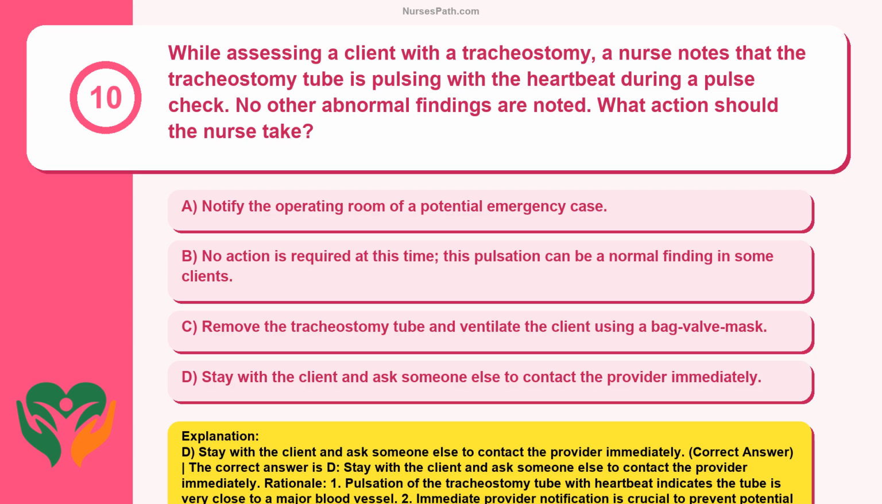2. Immediate provider notification is crucial to prevent potential complications. 3. Removing the tube without professional guidance can lead to severe bleeding and airway compromise. 4. Contacting the provider promptly ensures timely intervention and appropriate next steps. Summary: A. Notifying the operating room is premature and unnecessary at this point. B. Pulsation may not always be normal and warrants immediate action. C. Removing the tube without professional guidance can be harmful to the client.